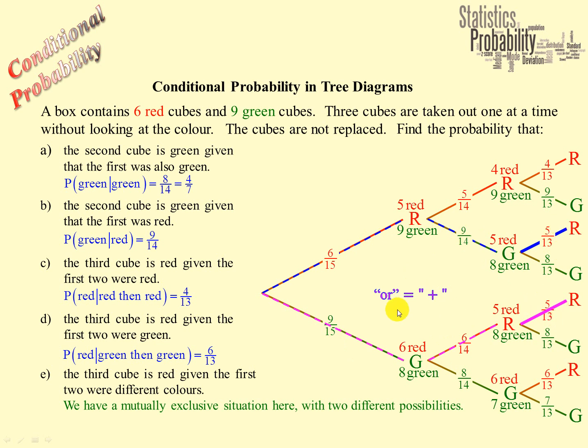Now notice, because these are mutually exclusive, one or the other, we're going to add these probabilities together. So there we are there. We're going to add these two probabilities together.